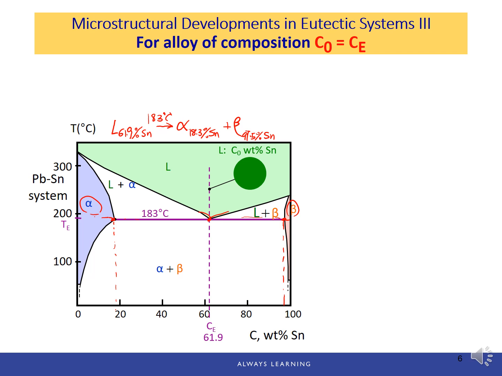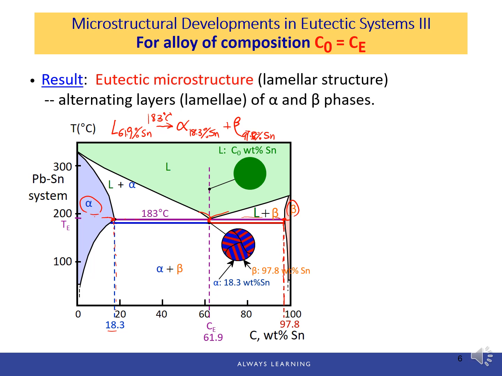So right after the completion of this reaction, we will have the microconstituent, which is two phases, alpha and beta. Right below the eutectic reaction, after it's completed, all the liquid is transformed into alpha and beta. So the composition of the alpha phase is 18.3 and the composition of the beta phase is 97.8 based on this given phase diagram. So again, two solid solutions, alpha and beta, are formed during the eutectic reaction.